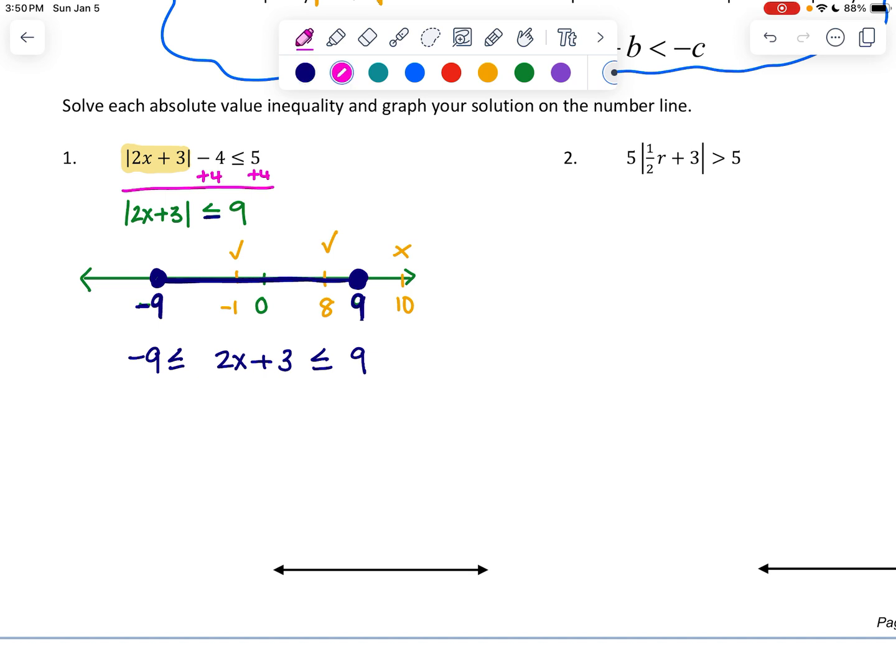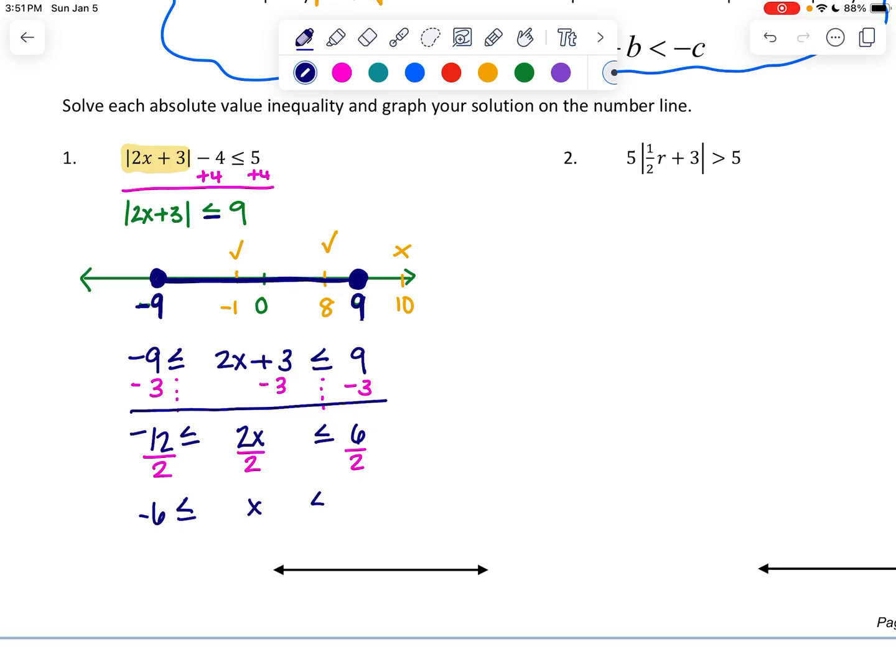So from here, we're going to subtract 3. Remember, I did these little dots here. You have to subtract 3 on all 3 pieces. So I'm going to have negative 12 over here on the left is less than or equal to 2x is less than or equal to 6. The last step here, we're going to be dividing all of our things by 2. So I'm going to get negative 6 is less than or equal to x is less than or equal to 3. What I want you to notice is negative 6 on the left, positive 3 on the right.